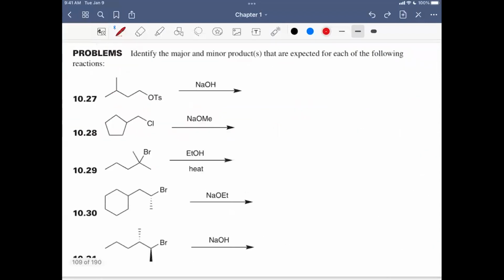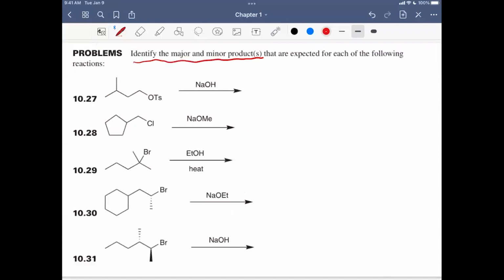If you already know how to do that and you're just here for the problems, I urge you to pause the video and work through these problems yourself, and then you can unpause and see if we get the right answer. So these questions ask, identify the major and minor products that are expected for each of the following reactions.